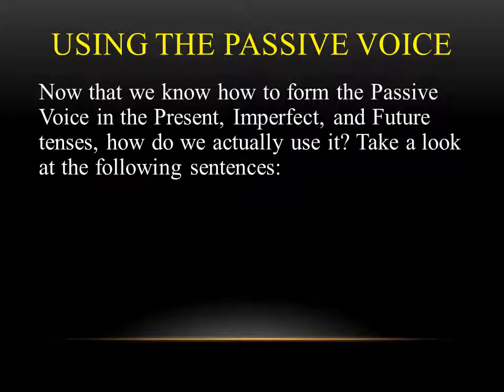So now that we know how to form the passive voice in the present, imperfect, and future tenses, how do we use it and what does it look like when we use it? So let's take a look at a couple sentences.